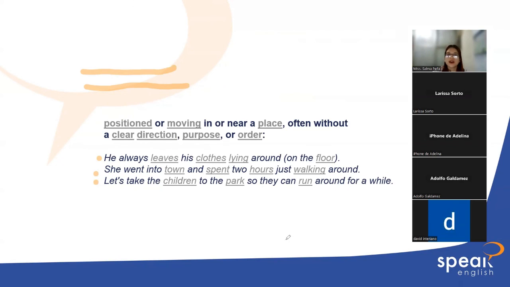Okay, thanks. So, position, movement, place, clear direction, purpose, or order. We talk about position, that could be this one: he always leaves his clothes lying around. It's like when you say, deja la ropa por todos lados, in the floor, but there is no specific order. It's just position. When you say she went into town and spent 2 hours just walking around, it's moving in the town, but it doesn't have a specific direction. But what about if we say, let's take the children to the park so they can run around for a while? That is purpose. The idea is to bring the children to let them play for a couple of minutes there. That is another use that you have when you use around, okay.